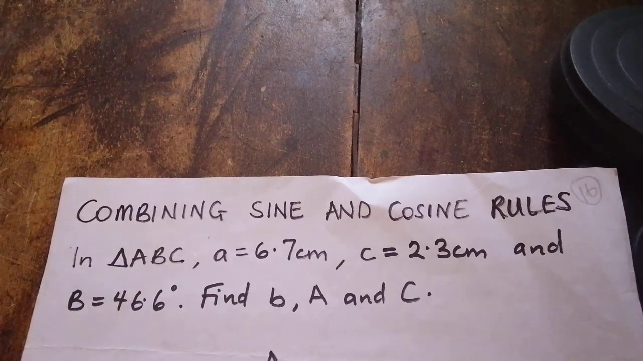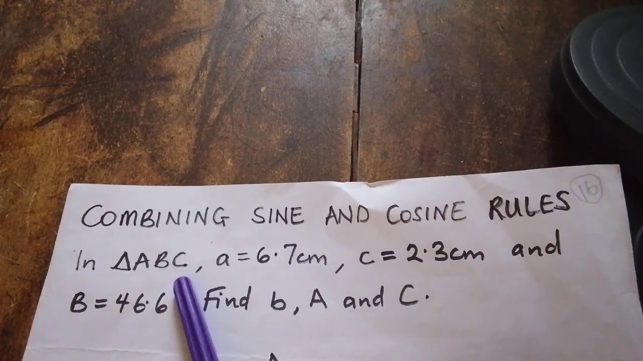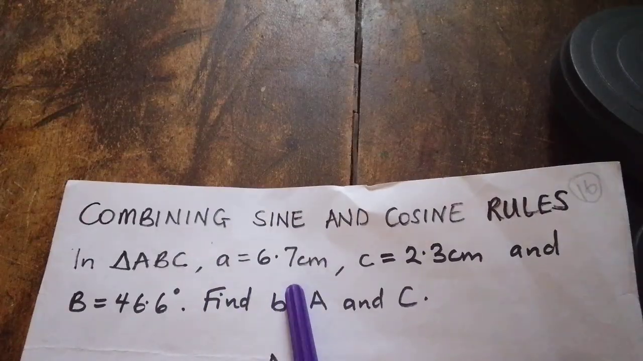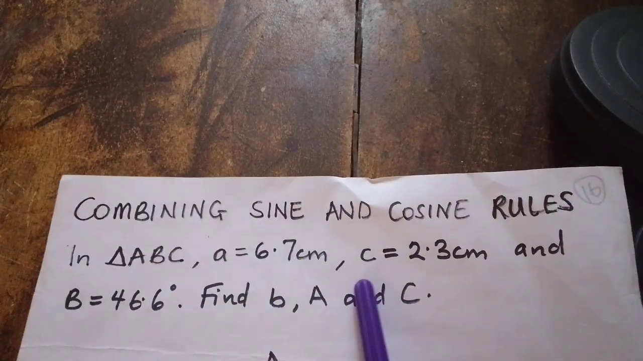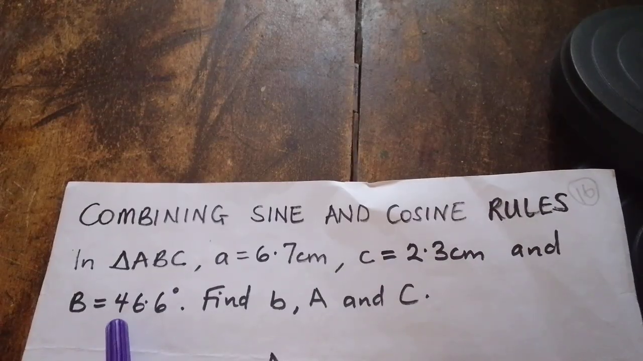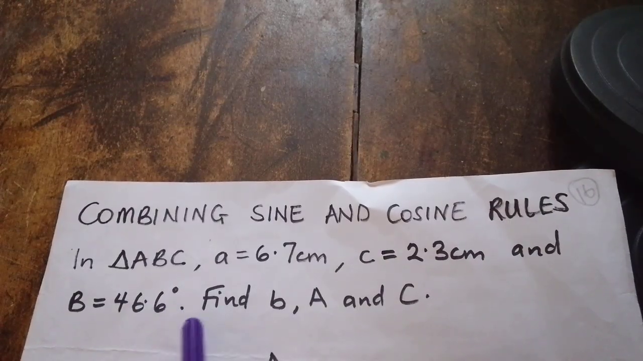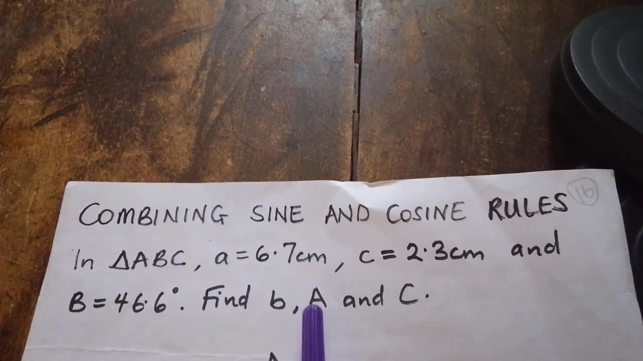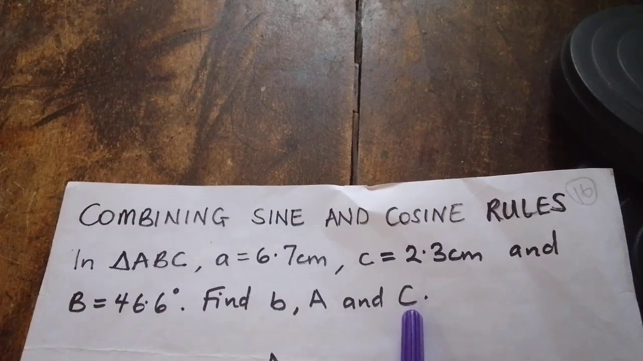Hello students, today we want to learn how to combine sine and cosine rules. Combining of sine and cosine rules. Now let's look at this example. In triangle ABC, side A is 6.7 centimeters, side C is 2.3 centimeters, and angle B is 46.6 degrees. Find side B, angle A, and angle C.